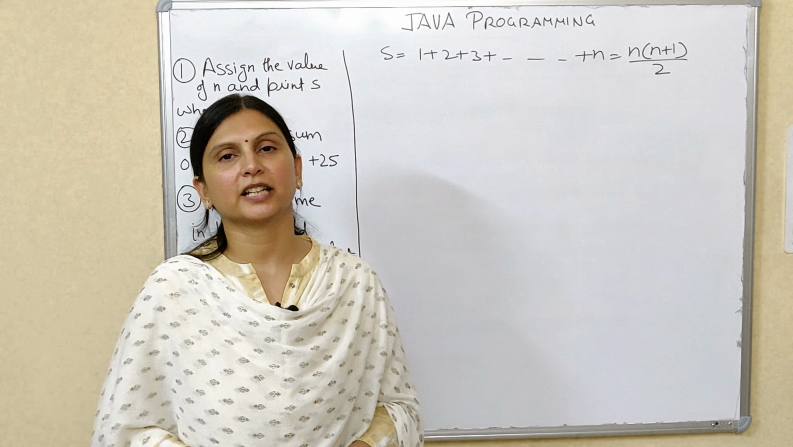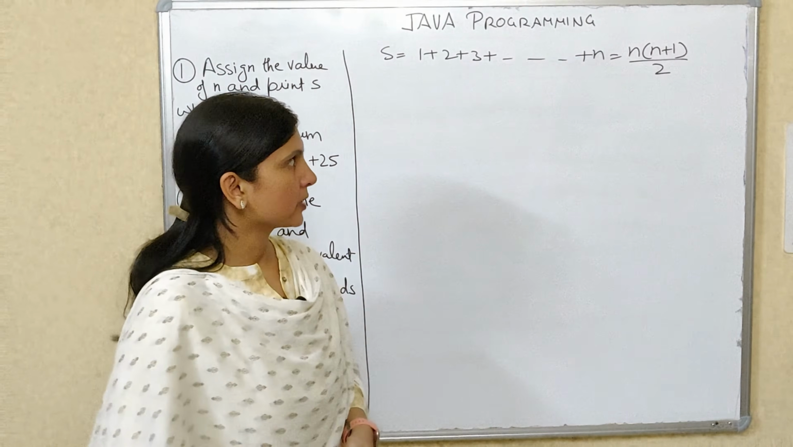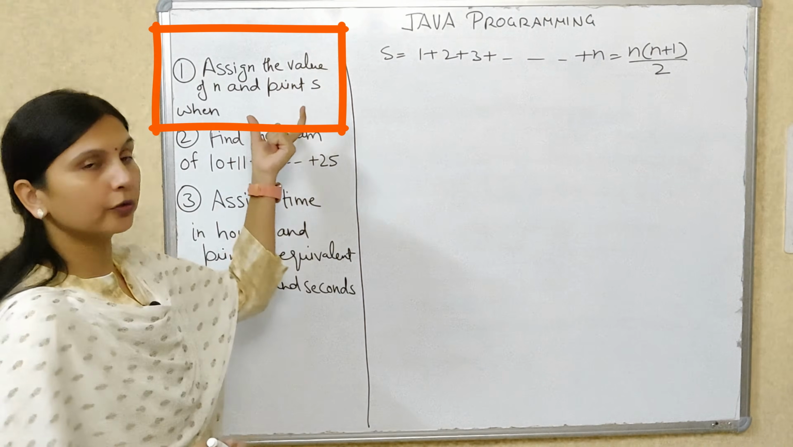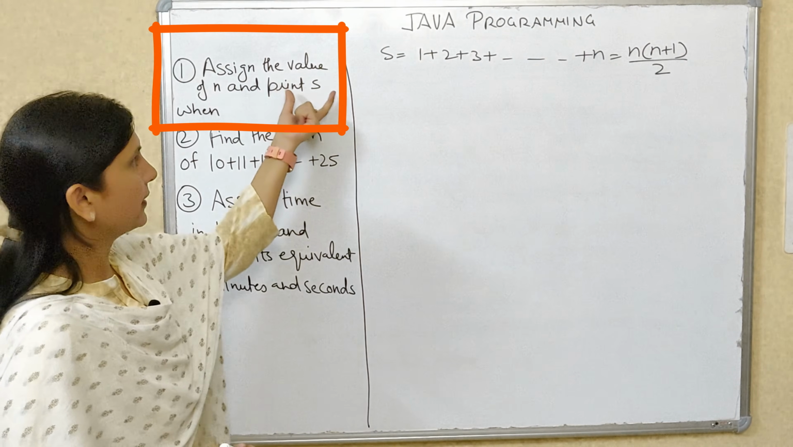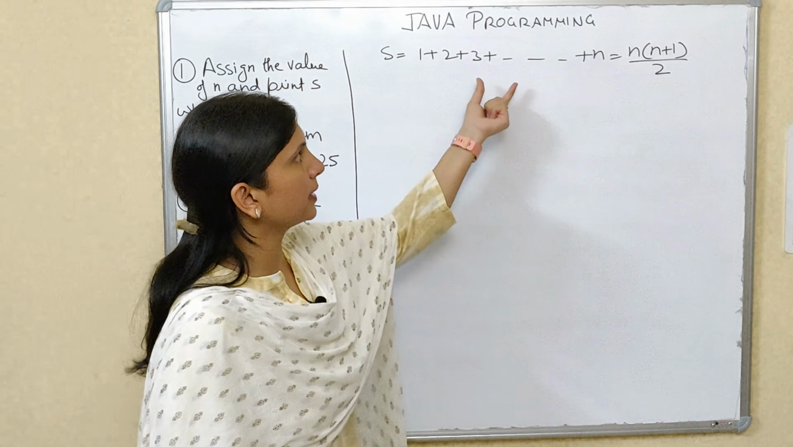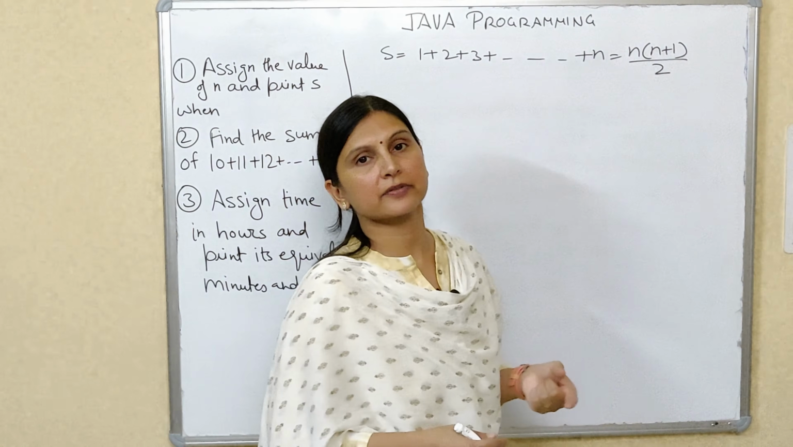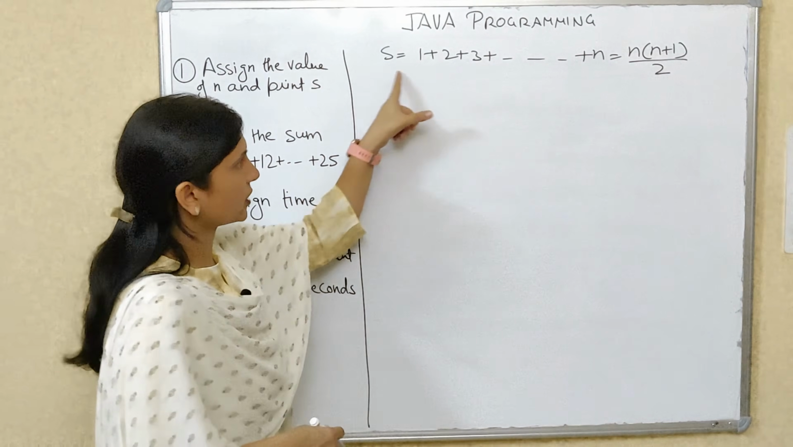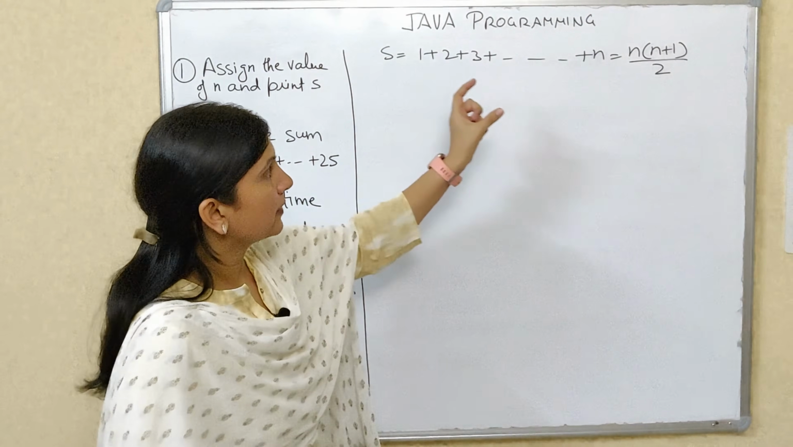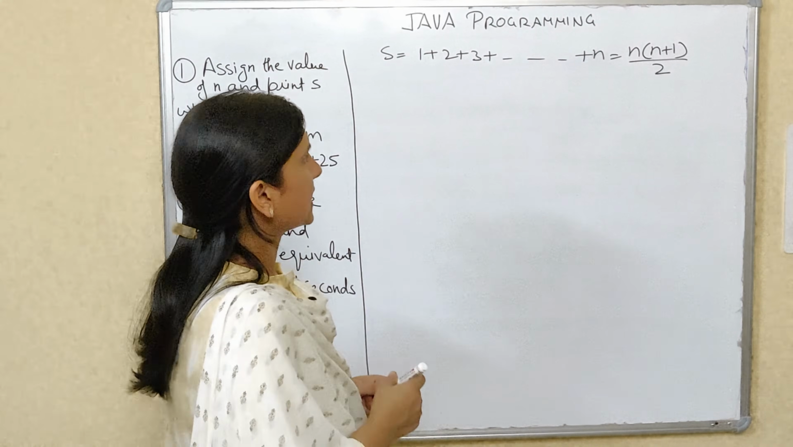Let's start today's computer class, and today we will discuss a few Java programs. The first program is: assign the value of n and print the value of s, where s equals the series 1 plus 2 plus 3 up to n, and the formula equals n into (n plus 1) by 2. This is your question. You need to find the value of s when the value of n is given. Very simple. So let's start.